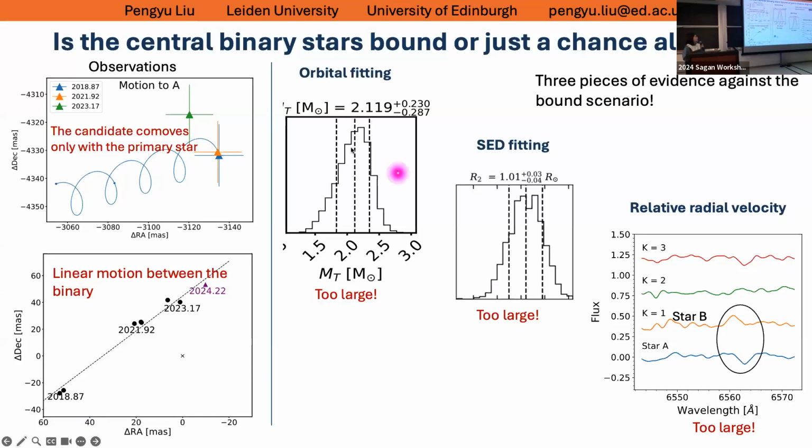So we did the orbital fitting of this system and found out that the secondary star has to be as heavy as the primary star. And I also did SED fitting and a radial velocity measurement of the two stars. All the results are unrealistic for the scenario that the two stars are bound to each other. So we think the central stars are two unrelated stars. So if you want to learn more about this story, welcome to see my poster.